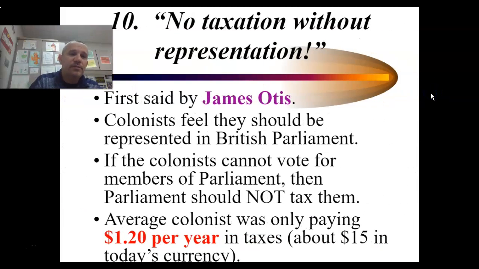And this leads to a famous slogan called "No taxation without representation." The first person to be given credit for this was a man named James Otis. James Otis was a member of a group called the Sons of Liberty. We'll get to them here in a little bit. But James Otis basically said that if we can't elect members of Parliament, then Parliament should not be able to tax us.